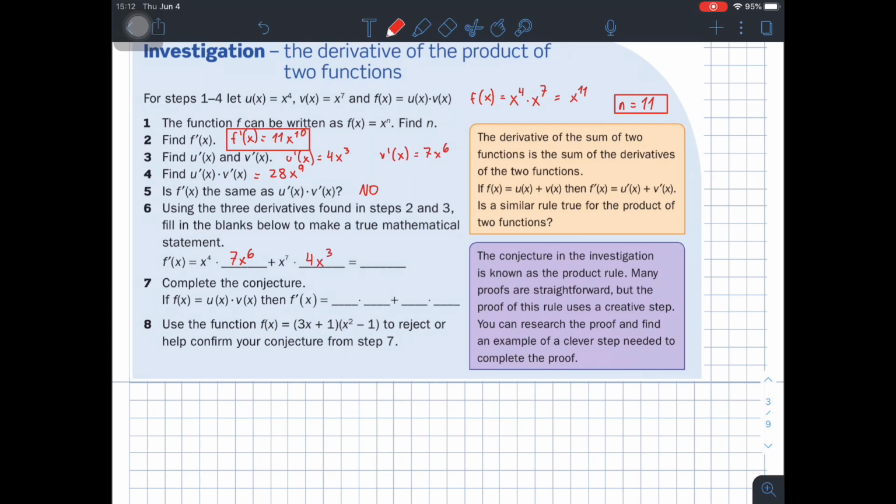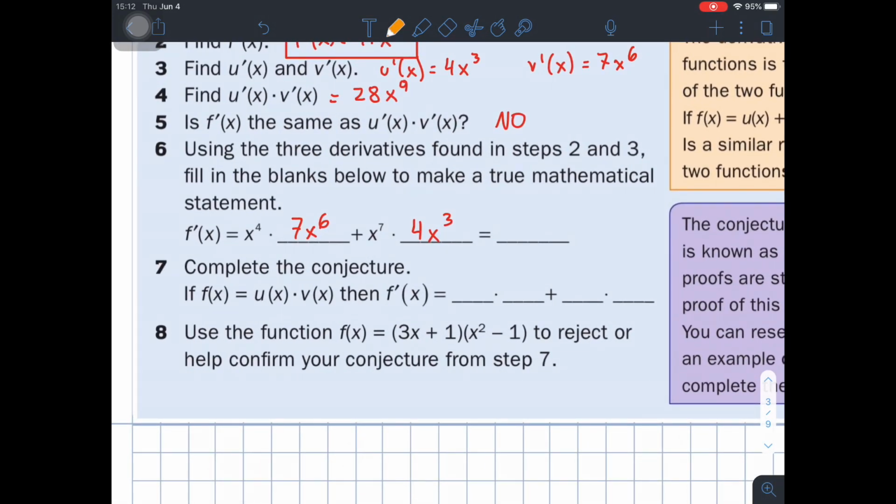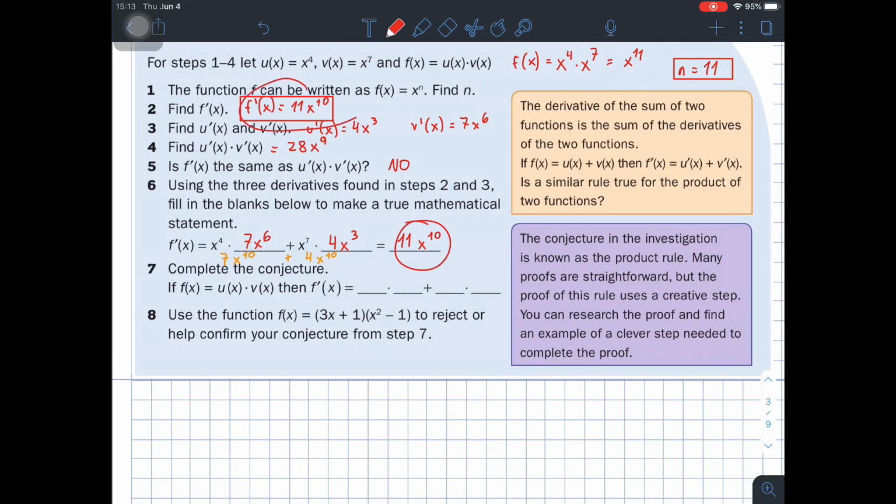If we multiply and add this, what do we get as a result? This first term would be 7 times x to the 10th power, plus 4 times x to the 10th power. If we add both of these terms, we get the final result, which is 11 times x to the power of 10. And 11 times x to the power of 10 is exactly the derivative we had in part 2, right? The real derivative of f of x.